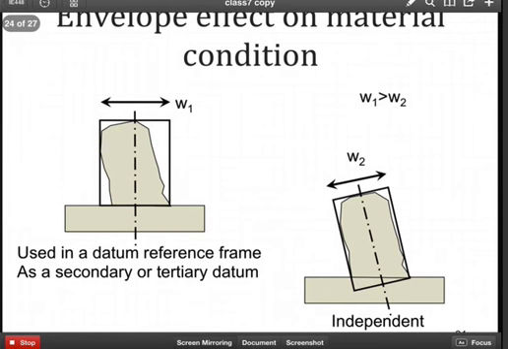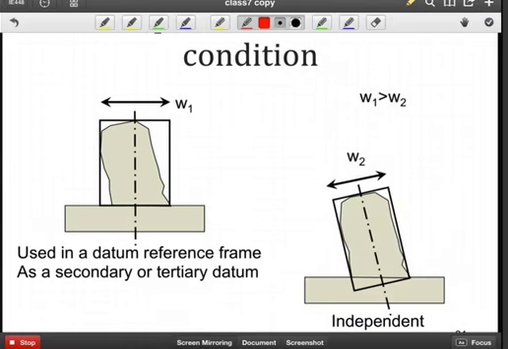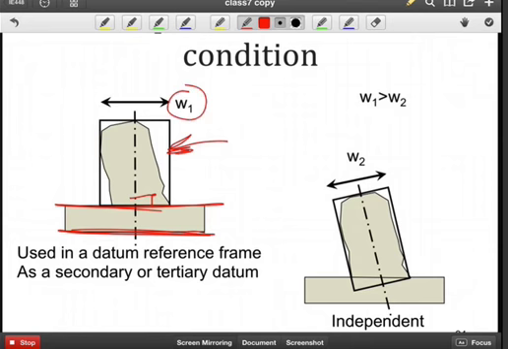Well, let's take a look at this material condition. As you can see on the left, if I'm using that feature as a secondary or tertiary datum, and I've exaggerated the deviation of that feature, you can see the axis will be determined by our constraint that it be perpendicular to this other datum. So this could be serving as a datum, or this surface could be serving as a datum, and now we've oriented. Note the mating envelope. The mating envelope is a perfect geometry, and we're trying to enclose this feature and establish it. And the width of that mating envelope is W1.